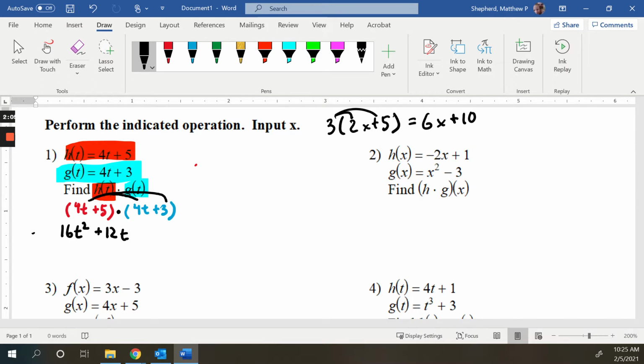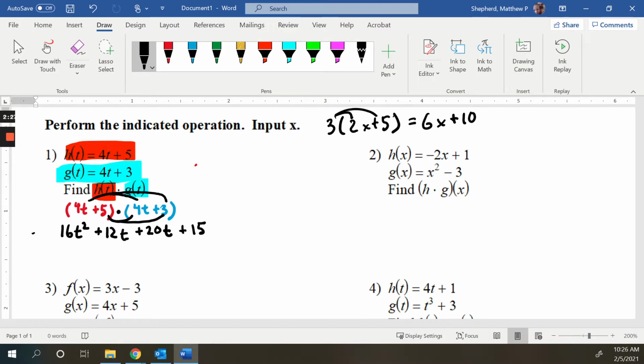Okay, next we also have the 5. So we can't just multiply the 4t through. We also need to multiply the 5 through, and we're going to do it to both of those as well. So 5 times 4t will give 20t. 5 times 3 is 15.